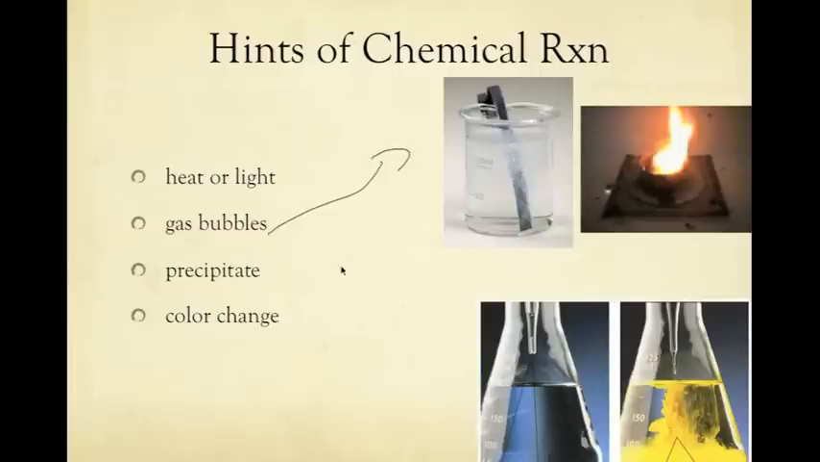A precipitate happens when a solid falls out of solution, meaning that the solid is insoluble in the water, and so therefore it falls out, and basically it's a clumpy stuff at the bottom of a beaker, or in our case, in the bottom of a mini well plate. Okay, and obviously color change is very easy to spot. We can see an example of it down here, going from very clear to bright yellow.